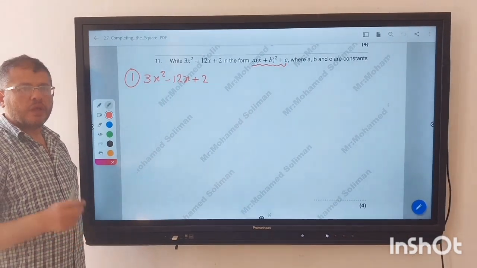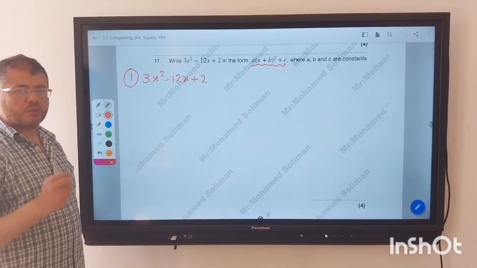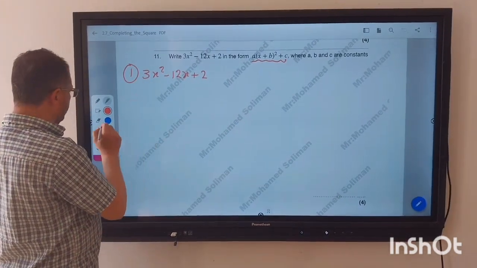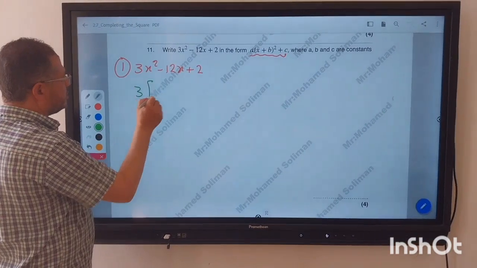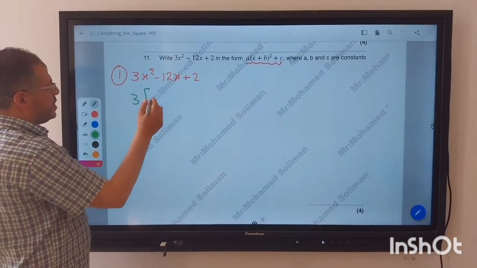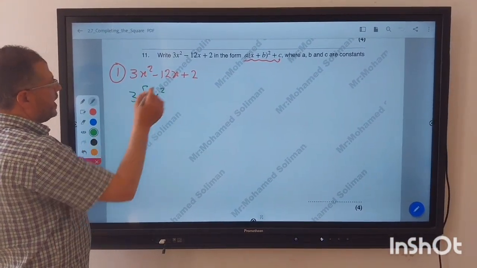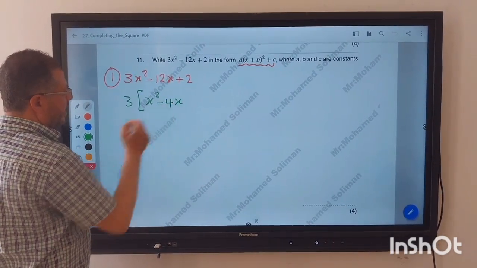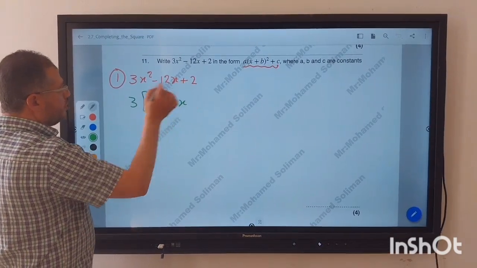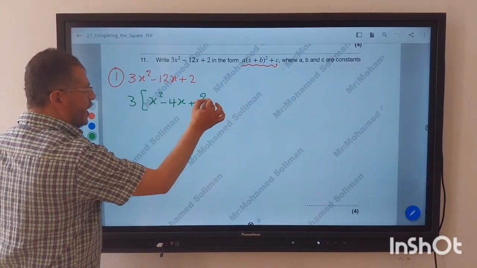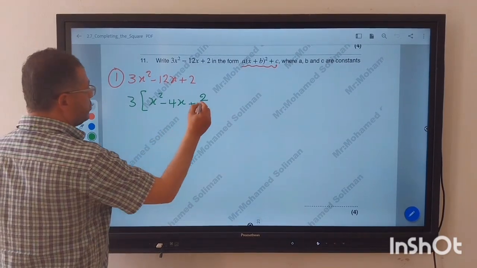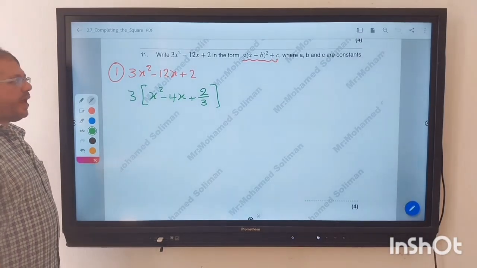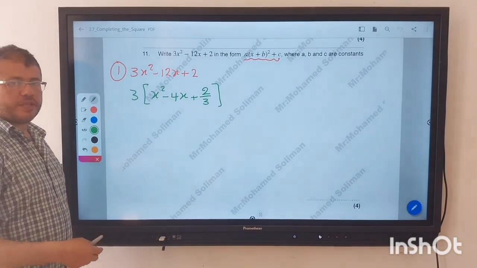We have to have a common factor for all the terms. So what is the common factor here? We will have here 3, open bracket, 3x² divided by 3, it will be here x². Negative 12x divided by 3, it will be negative 4x. 2 divided by 3, it will be written as a fraction, and we keep it as a fraction, no problems. It will be 2 over 3. Now, we have the quadratic equation in the form that I want to work with.